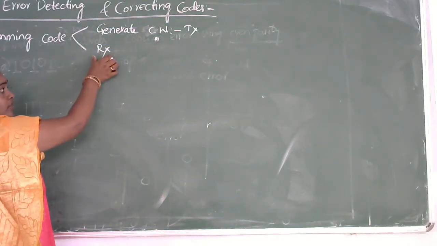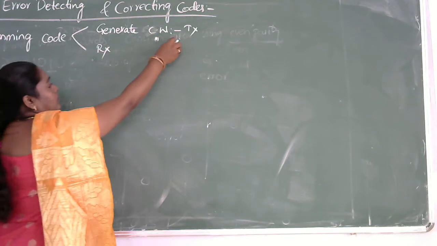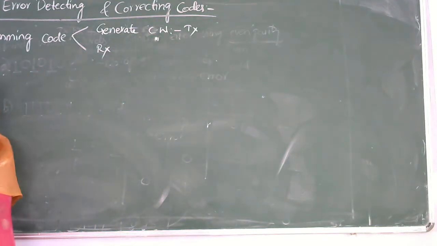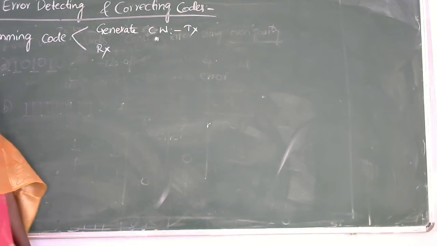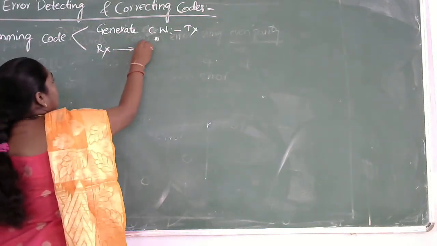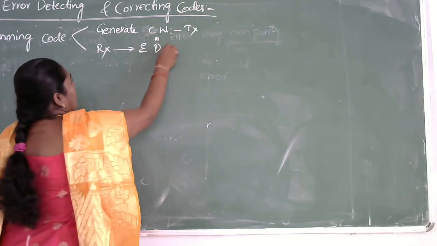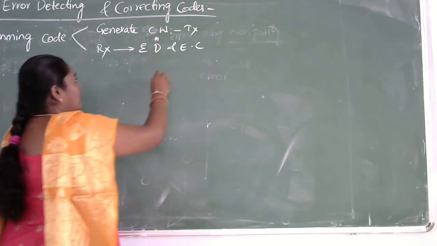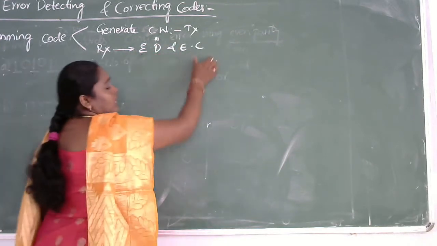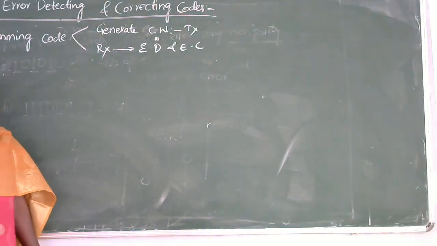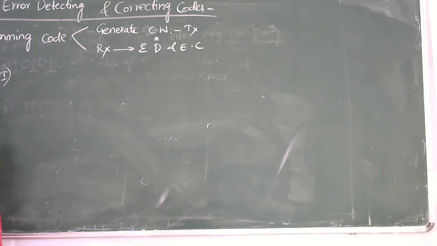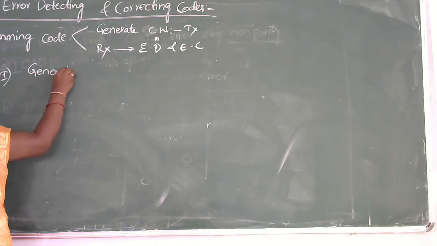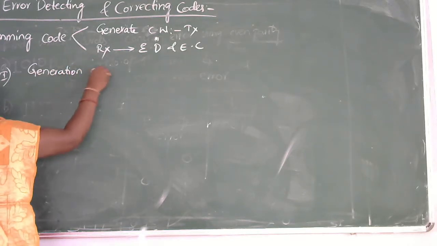From the receiver, we need to check whether the transmitted data is equivalent to the received data or not. So here the second part is finding out the error as well as correction of an error, that is, error detection as well as error correction. Now let us see the first thing, which is how to generate a code word, that is, generation of a code word.